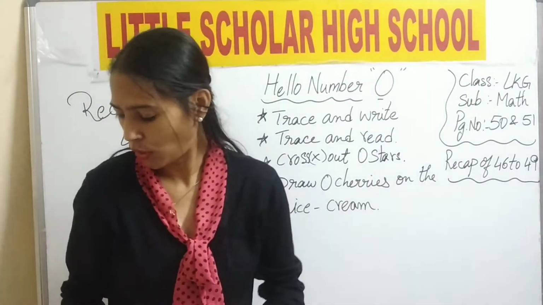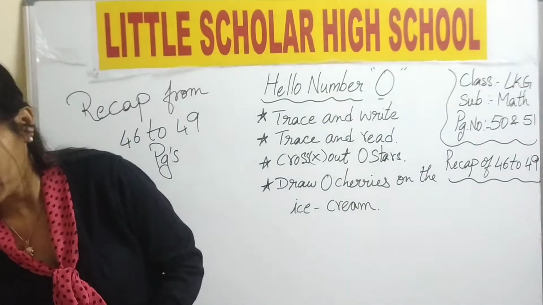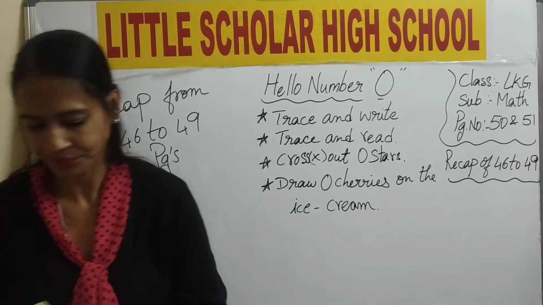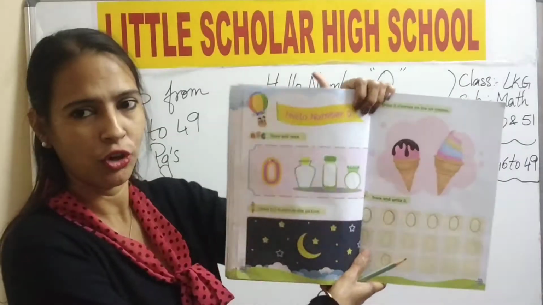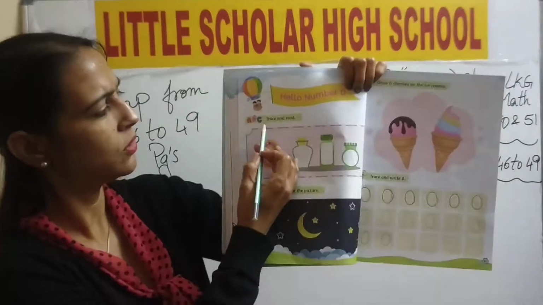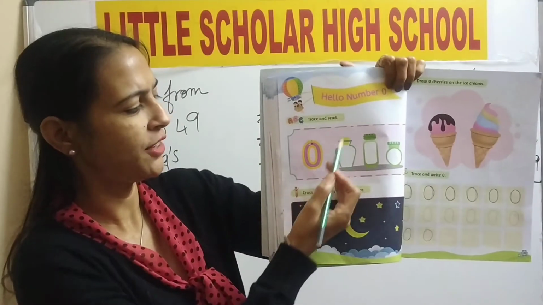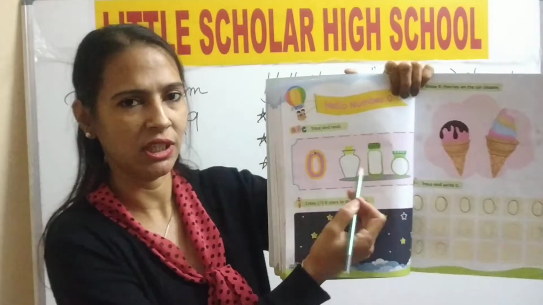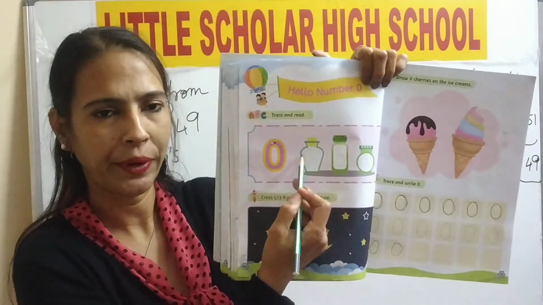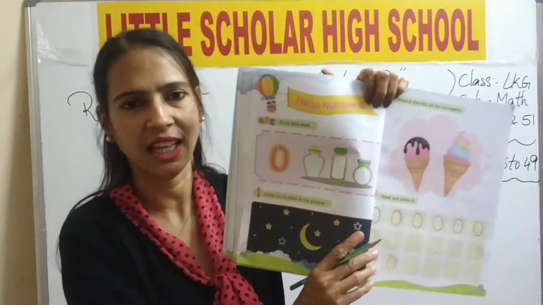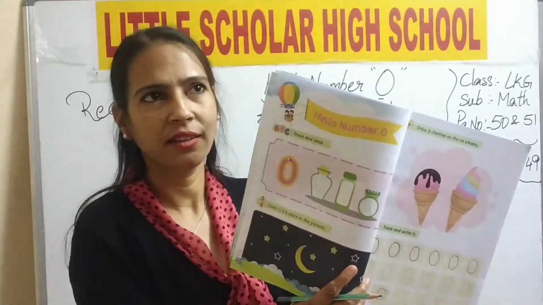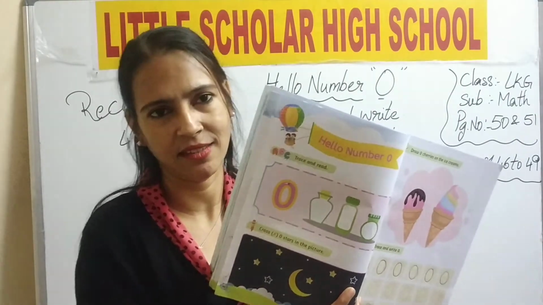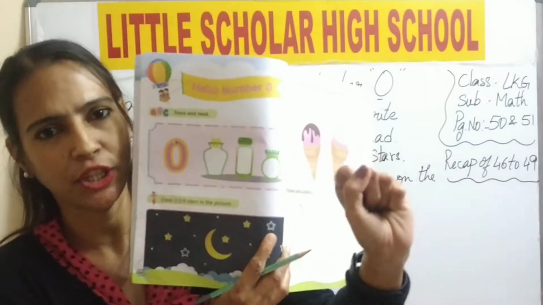So I hope you all understood this. Before that, we'll just once again do our textbook. Number 0. Trace and read. So these jars are empty. That means it is 0. Nothing is there. 0 means nothing. If it is an empty bottle, then you say nothing is there. That means it is a 0.